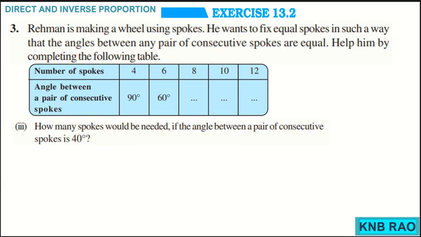Now coming to the third question, how many spokes would be needed if the angle between a pair of consecutive spokes is 40 degrees? So if it is 40 degrees, again if I divide 360 degrees by 40 degrees, now I will get how many spokes are there.